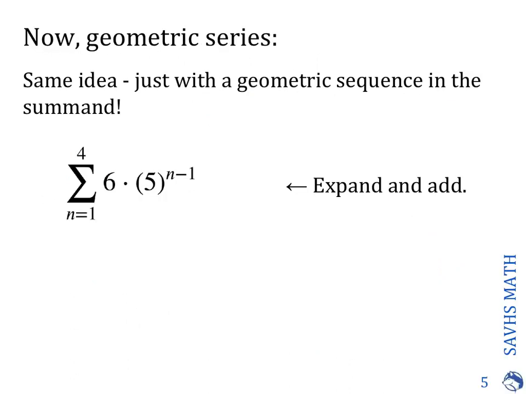So the whole deal with today is that we can do all of this same stuff with geometric sequences, geometric series. So all of this is the same process. It's just that now we have a multiplying rule inside the sigma notation. So we're going to start by expanding and adding. And so I'm going to start by putting in the lower bound for n and seeing what I get out.